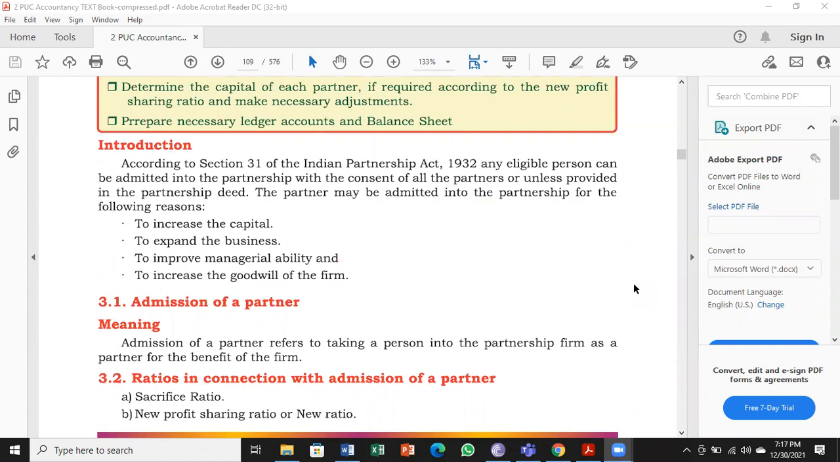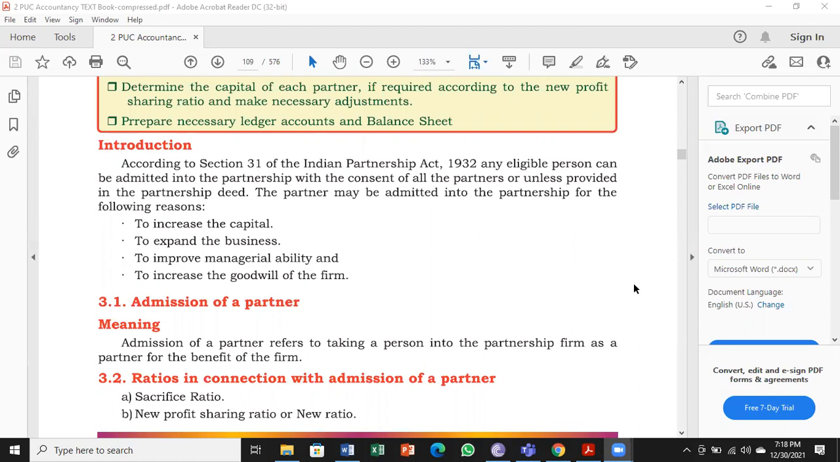Admission of a partner to the existing partnership business is a new person entering into the partnership agreement as well as the partnership firm. Suppose there are two partners A and B, they are doing the business and they want to take maybe one of the friends or family members into the partnership. Suppose the name of the person may be C. So C becomes the new partner. So C's admission into the partnership, taking C as a partner into the business, is called admission of a partner.